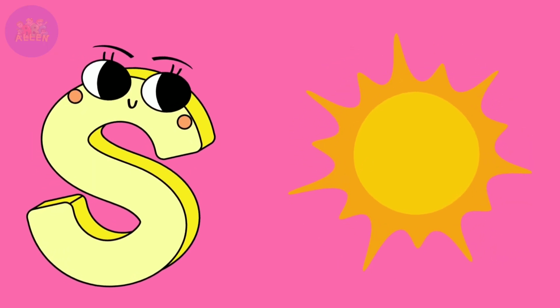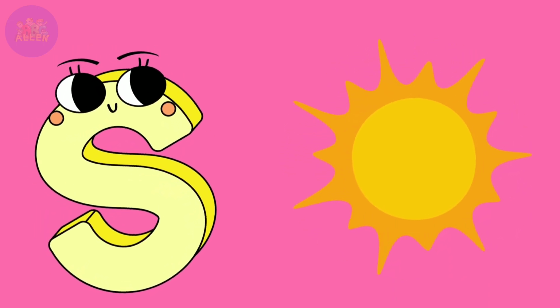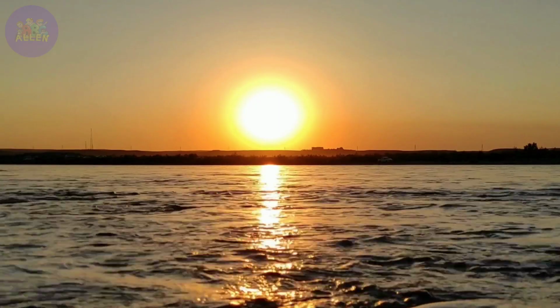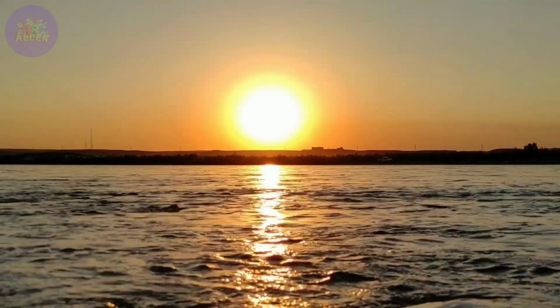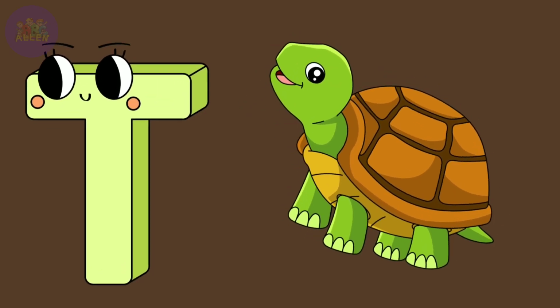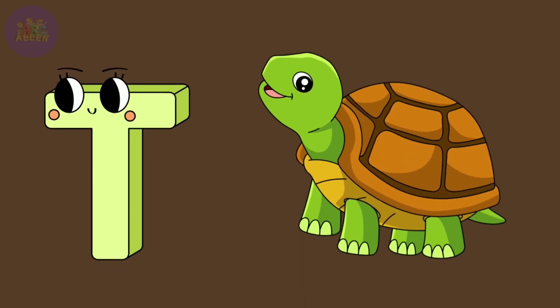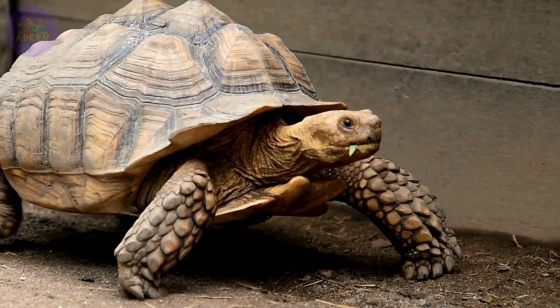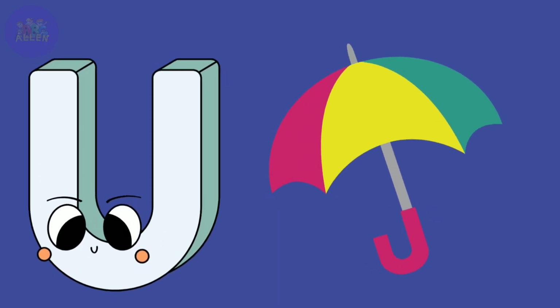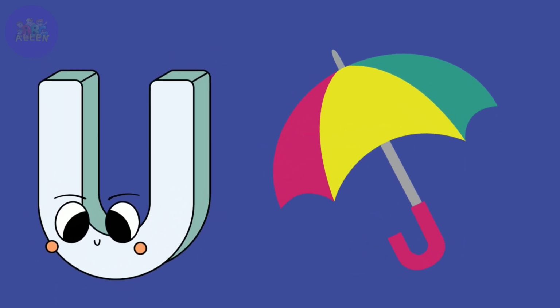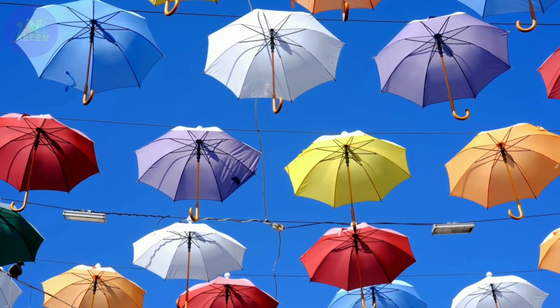S is sun. S is for sun. Say with me. S is sun. T is turtle. T for turtle. Say with me. T is turtle. U for umbrella. U is umbrella.